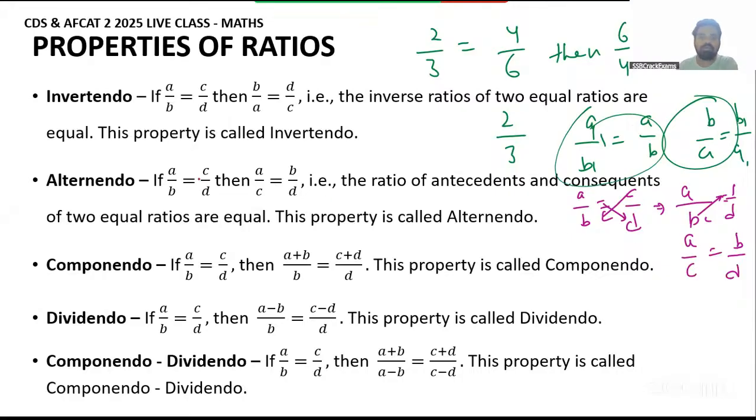So whenever A upon B is equal to C upon D, then A upon C is equal to B upon D. It means that the ratio of antecedents and the ratio of consequents are equal. This is called alternando.